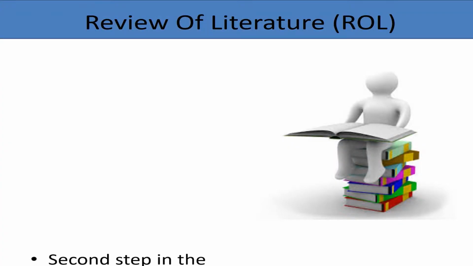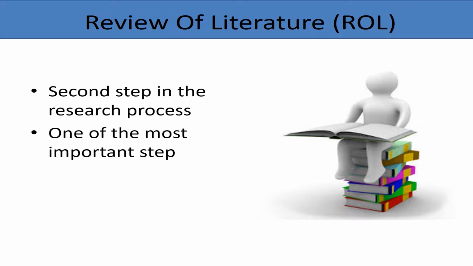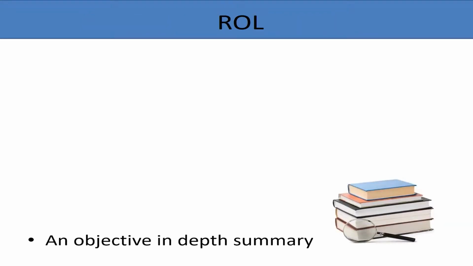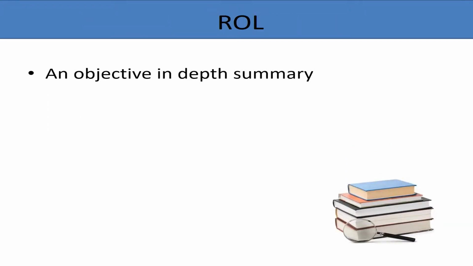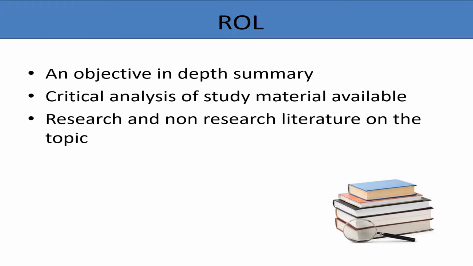Review of literature is the second step after the identification of research problem in the research process. Review of literature is one of the most important steps in the research process. Through the literature review, we get an idea of what is already known about the particular phenomenon which you want to research. Review of literature is an objective, in-depth summary and critical analysis of the study material available, research as well as non-research literature on the topic being taken for conducting the research.